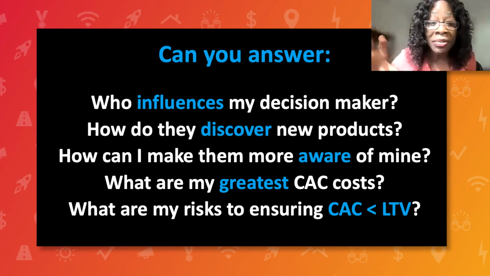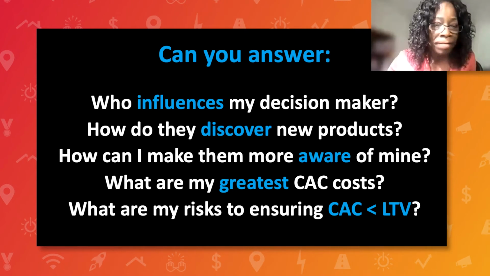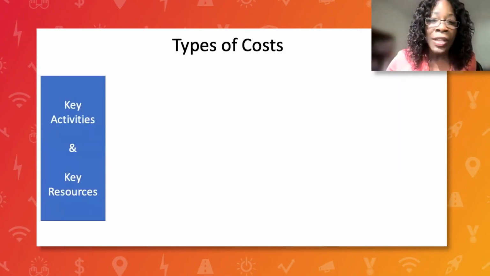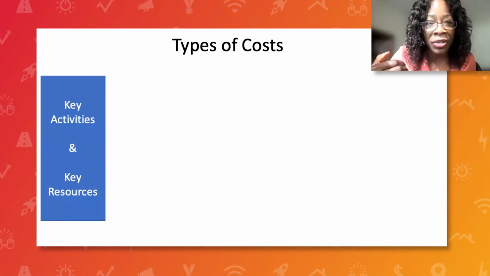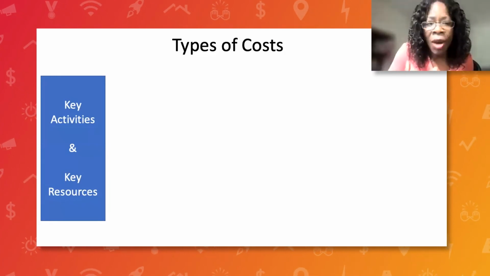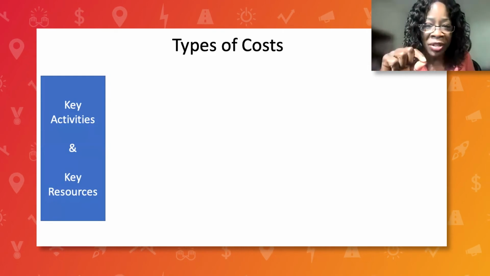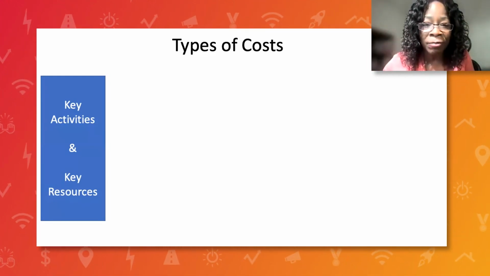Now I want to talk to you a little bit more about costs. So last night, we talked about key activities and key resources. These are the source of your costs. When you're thinking about what are my costs, go back and look at the key activities and key resources, because that's what you have to spend money on.